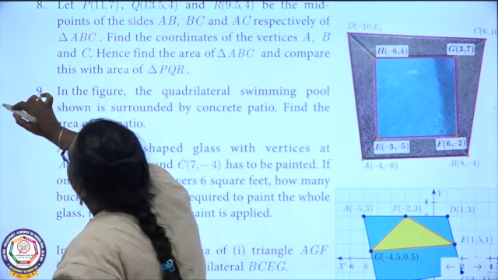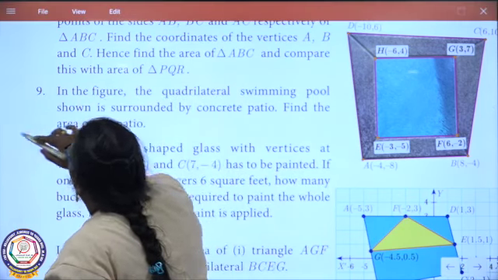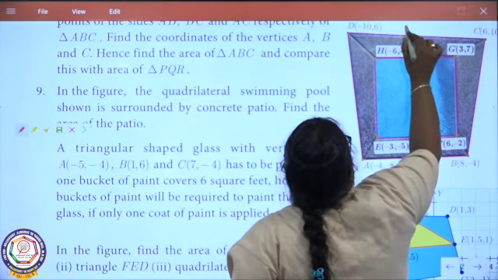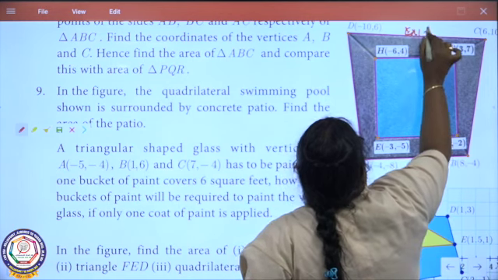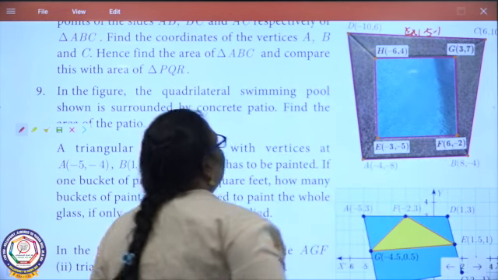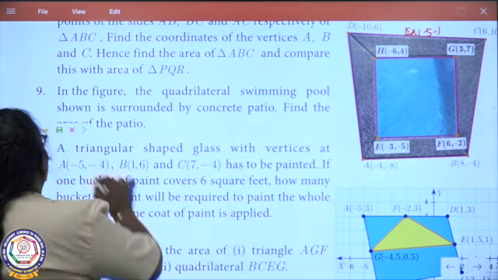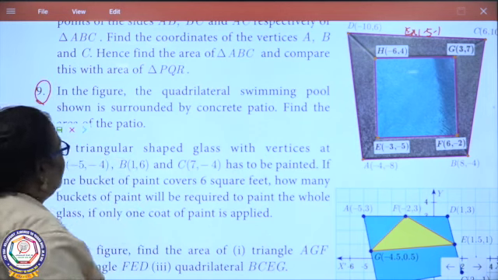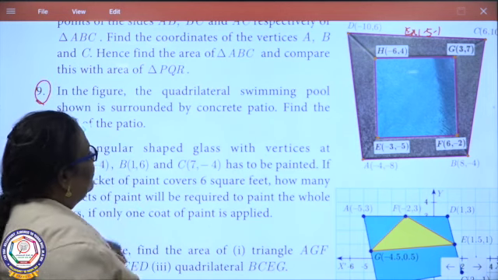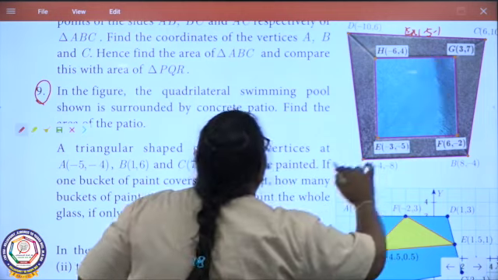Exercise 5.1, ninth sum. The given figure, see the figure.